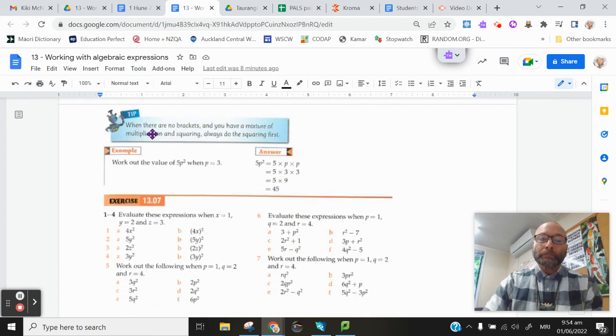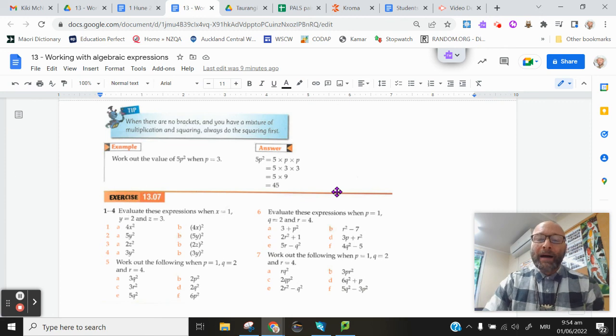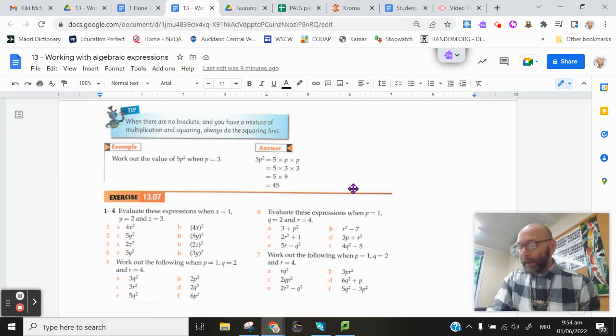And the tip: when there are no brackets and you have a mixture of multiplication and squaring, always do the squaring first. That's just like our BEDMAS. For example, 5p to the power 2 when p is 3. Well, we know 5p to the power 2 means 5 times p times p. We substitute in that p was 3: 5 times 3 times 3. We do the squaring first. 3 times 3 is 9, times 5 is 45.